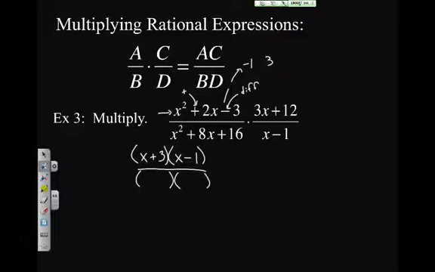We do the same thing on the bottom. We have x and x. This one tells us the signs are the same, so they're both positive. So plus and plus. Factors of 16 that will add up to be 8.